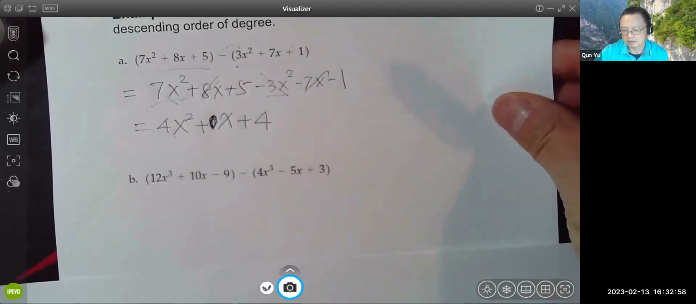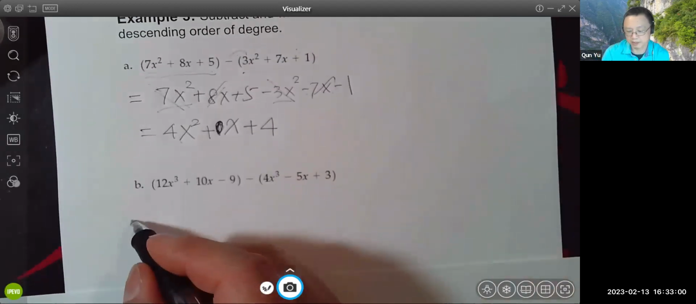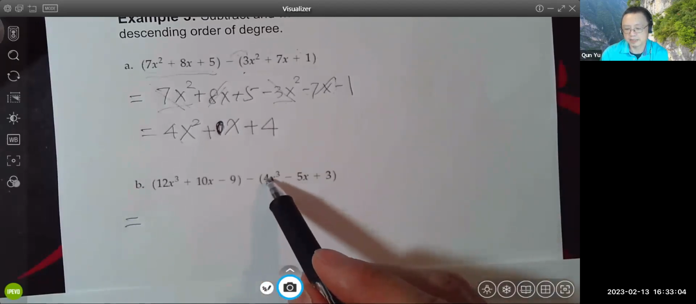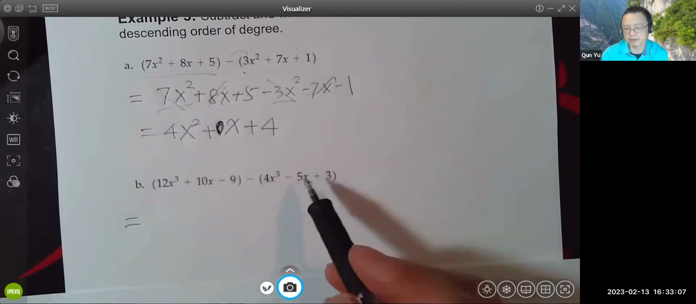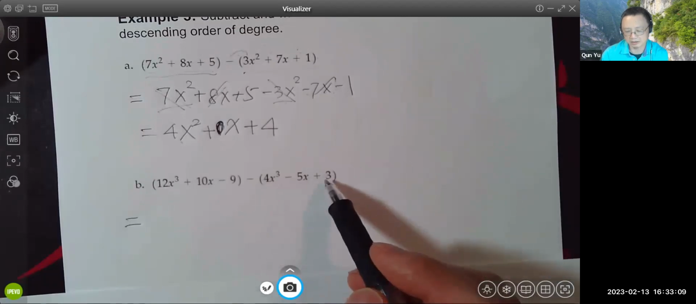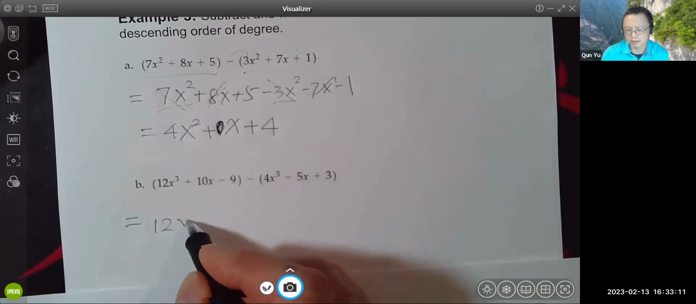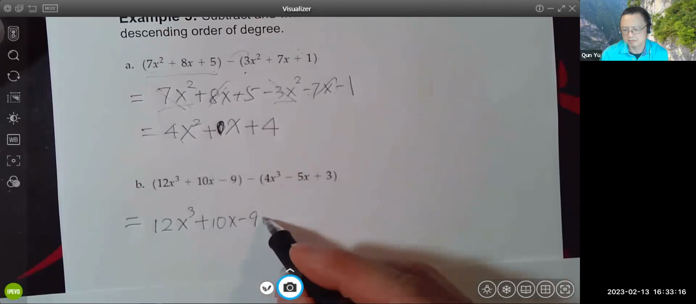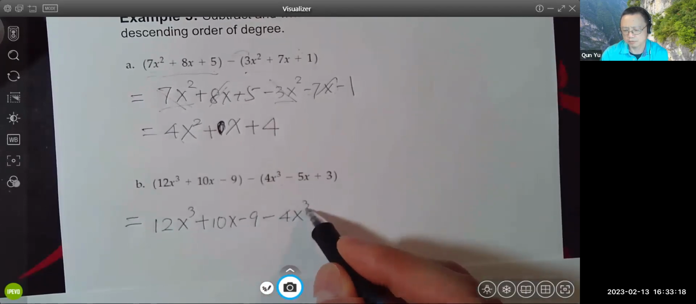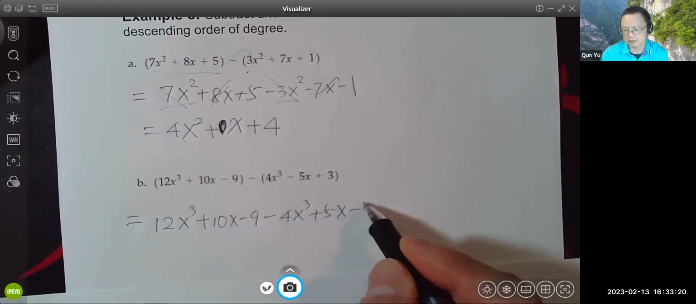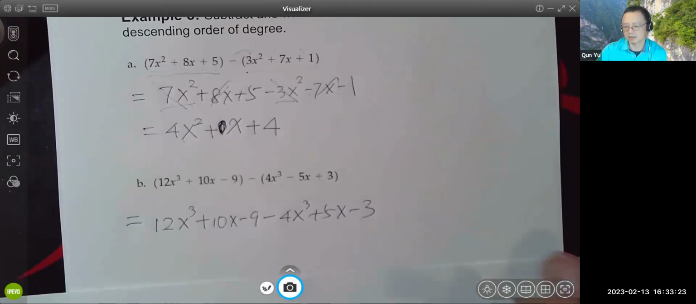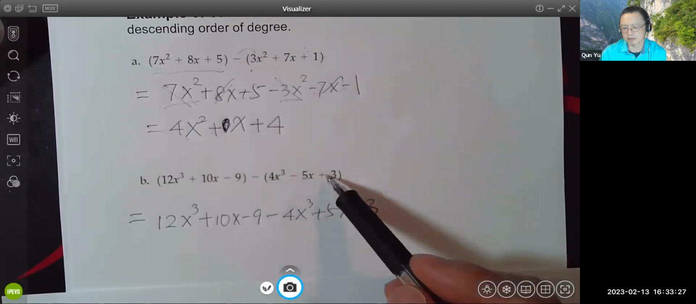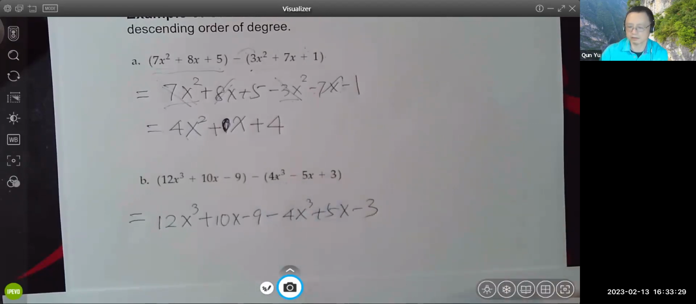Now we have another one. This time I do it a little bit faster. I mean, all we need is change the sign inside the second parenthesis to the opposite, no matter the original signs. Okay, so 12x cubed plus 10x minus 9 minus 4x cubed plus 5x minus 3. So take a look. Positive become negative, negative become positive, positive become negative. Just change the sign to the opposite.